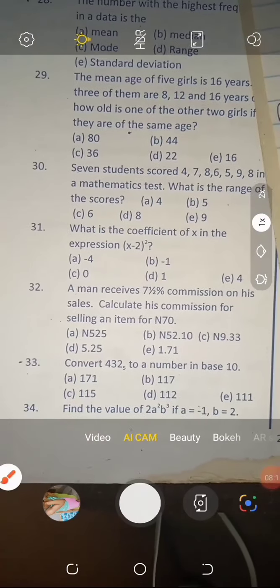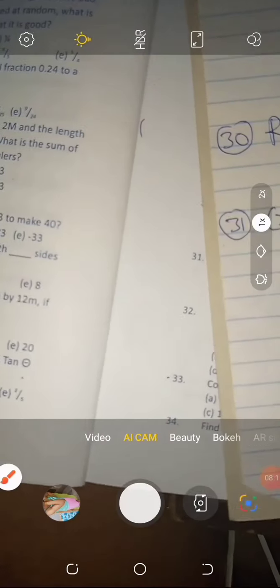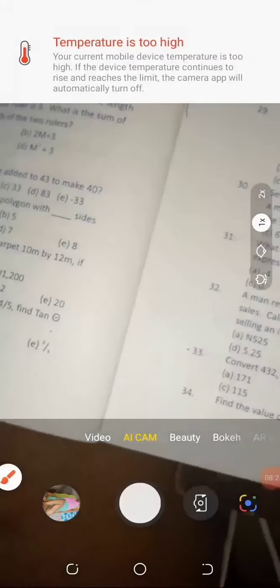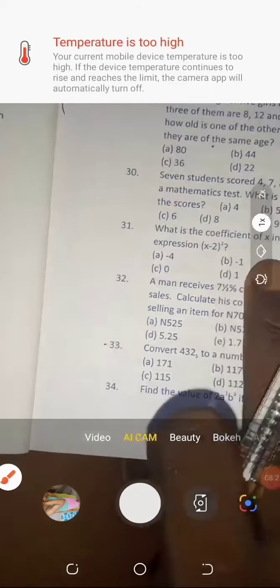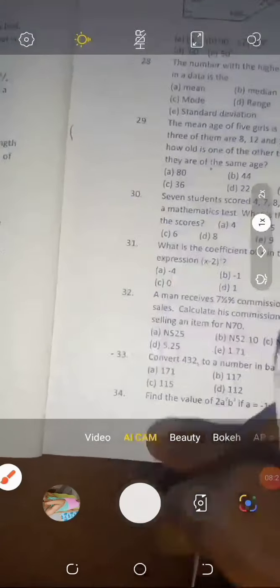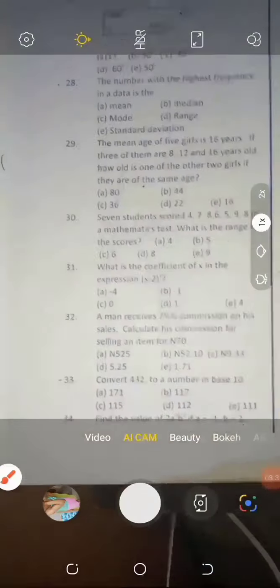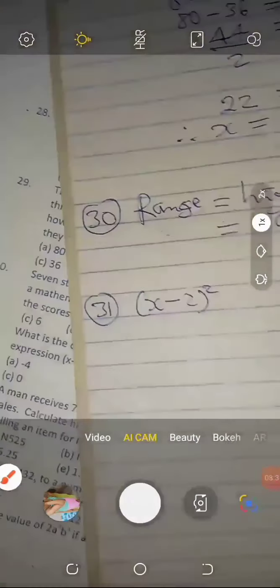x minus 2 all squared. That is x minus 2 in bracket, and you're squaring the bracket. Note that there will be 2 brackets now. So let's go ahead and solve that. We are asked to find the coefficient of x in the expression. So we have to solve first. By the time we finish solving, we will know which one is the coefficient of x. So go ahead and solve this.